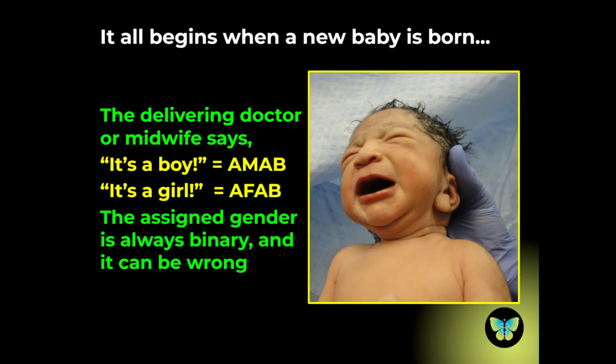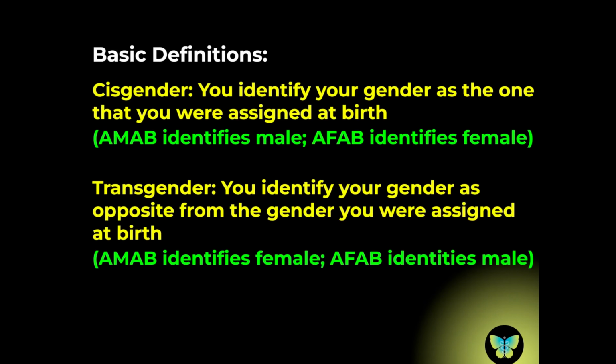So all of this begins when a new baby is born and the delivering doctor or midwife says it's a boy, in which case the person is assigned male at birth, or AMAB. Or the delivering doctor or midwife says it's a girl, in which case the gender is assigned female and that person is an AFAB, or assigned female at birth. The assigned gender is always binary, that is to say male or female, and the assignment can be wrong. But let's look at basic definitions.